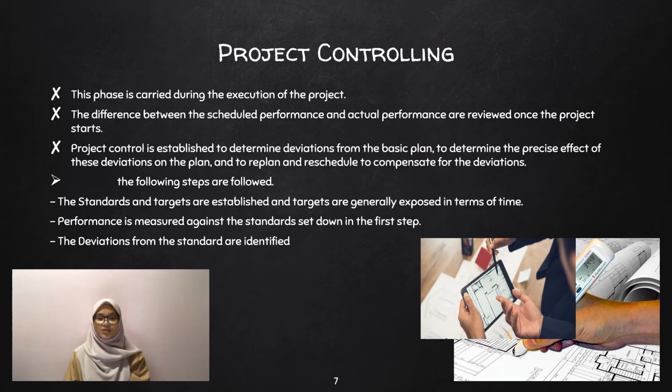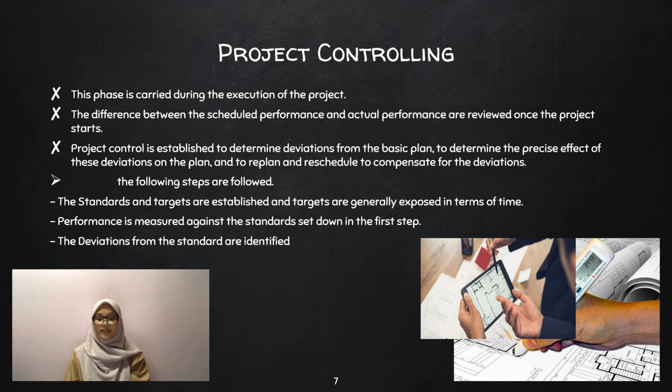Project controlling. This phase is carried out during the execution of the project. The differences between the scheduled performance and actual performance are reviewed once the project starts. Project control is to establish the determined deviation from the basic plan, to determine the precise effect of this deviation on the plan, and replan and reschedule to compensate for the deviations.